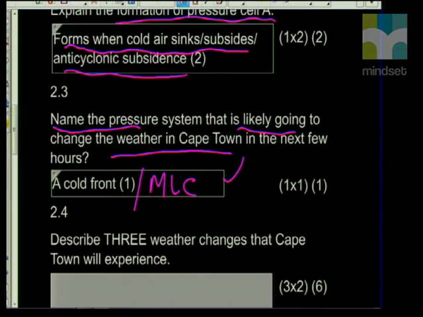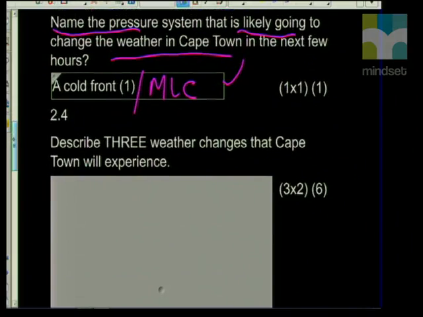Obviously, for the explaining in the last question, it was 2 marks. All right, so we know that. Describe 3 weather conditions. Describe, obviously you're interpreting it, it's 2 marks each, it's 6 marks.